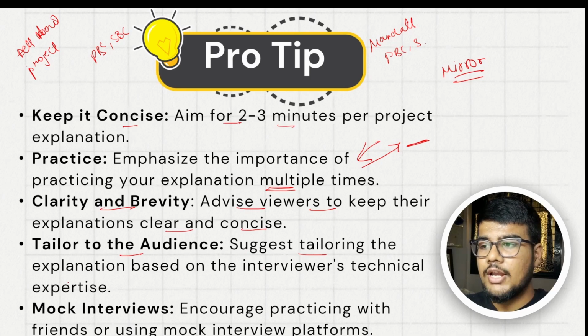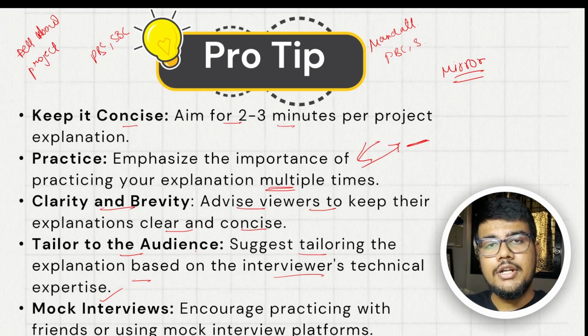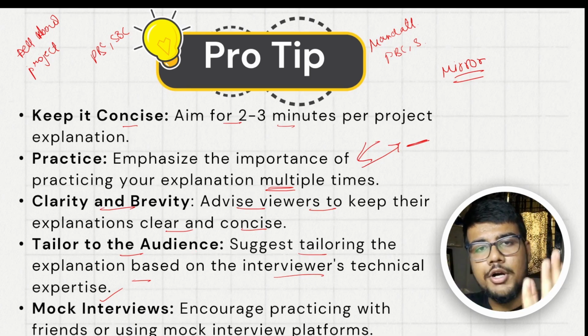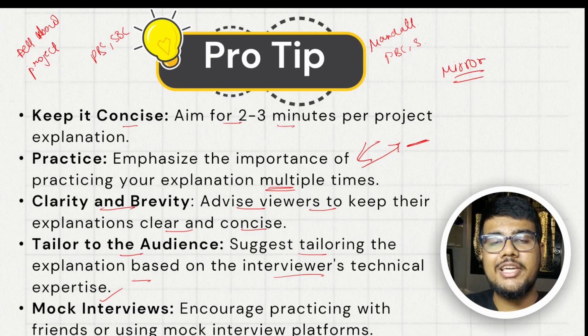Now, tailor to the audience. Suggest tailoring the explanation based on the interviewer's technical expertise. In the beginning, the interviewer will definitely tell you about himself, like what all technologies he knows. So try to merge your explanation with his technical skills so that the interviewer will also feel engaged while you are speaking about your project.